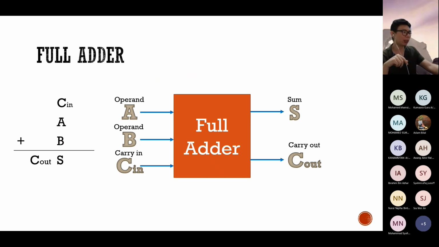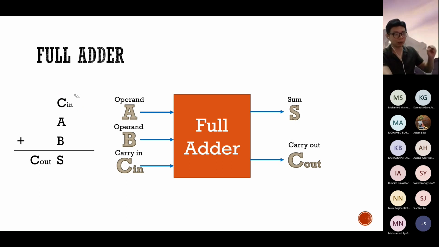You have A and B, and you have one additional input called carry in. So what it does is the same. It's going to take all these three things, add them all together, and give you sum and carry out. The difference is only that you have this extra input over here.